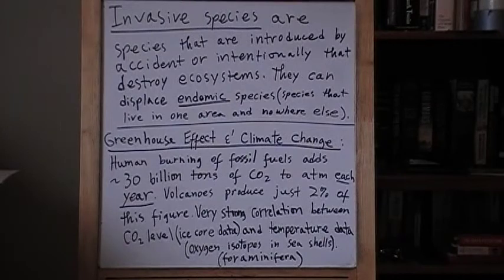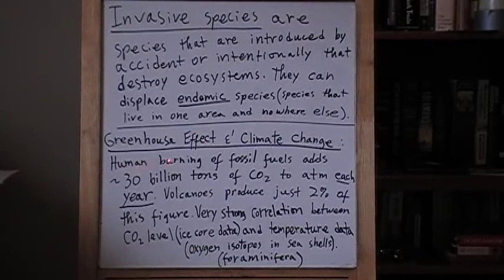Okay, finally in chapter 38 we have a couple of concepts here, the invasive species and endemic species. So invasive species are species that are introduced by accident or intentionally that destroy ecosystems. They can displace endemic species. These are species that live in one area and nowhere else. And the other concept is the greenhouse effect and climate change.